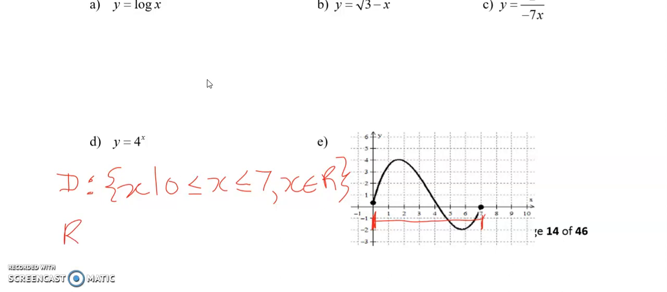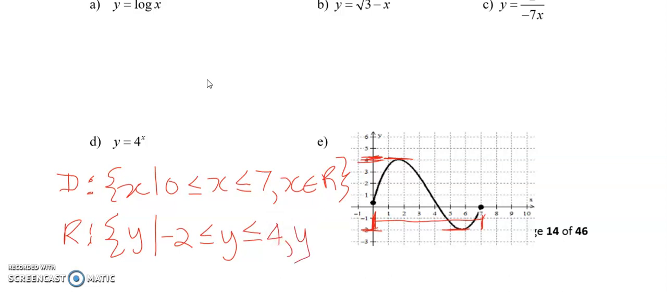And for the range, okay, that's your y values. How far up, how far down? Well, it looks to me like it goes up as far as 4. That's the highest point there, you see? And it goes all the way down. There's your lowest point. It goes down to -2. So the smallest value is -2, less than or equal to y, less than or equal to, and the highest it gets is 4. Yep. Y belongs to the real numbers.